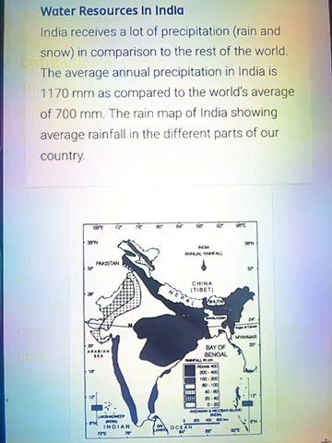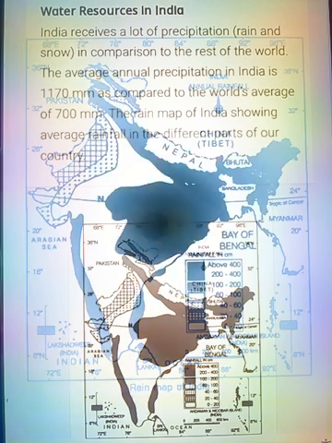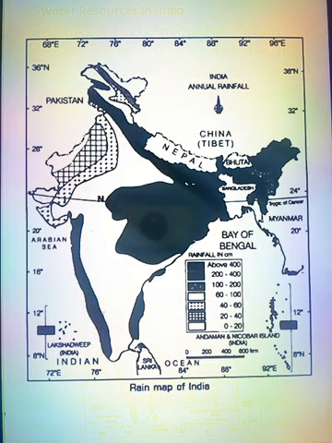Water resources in India. India receives a lot of precipitation, rain and snow, in comparison to the rest of the world. The average annual precipitation in India is 1170 mm as compared to the world's average of 700 mm. The rain map of India shows the average amount of rainfall in different parts of our country.